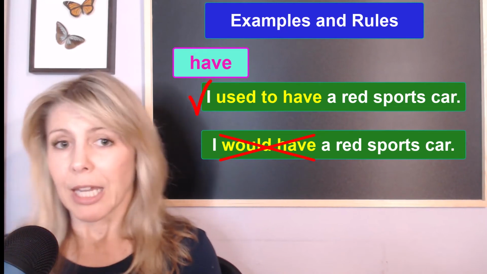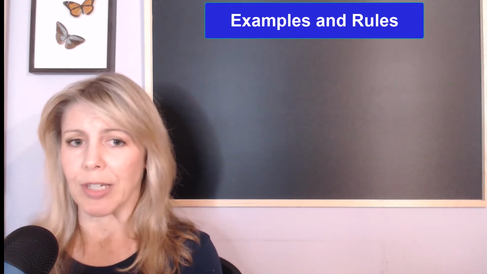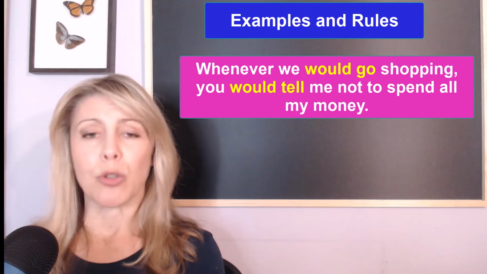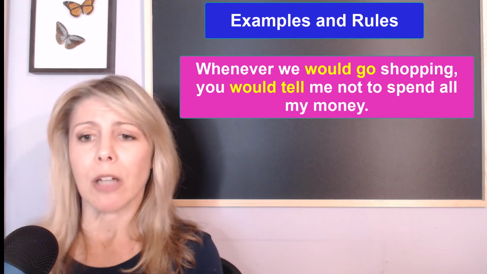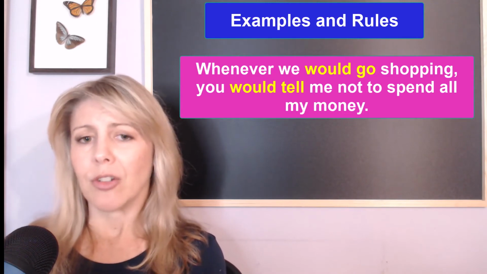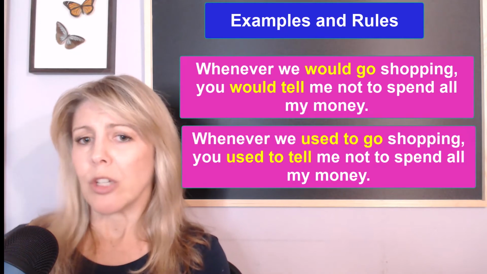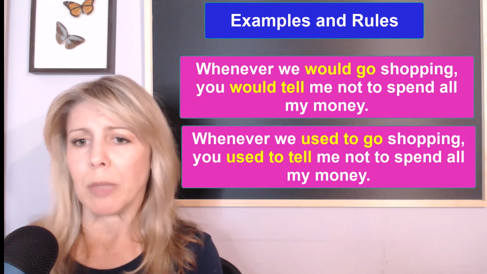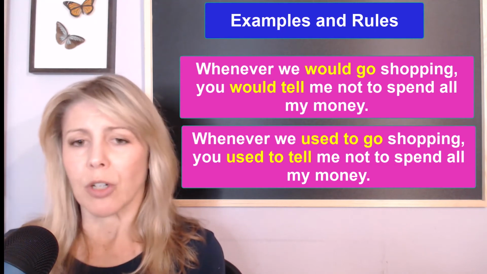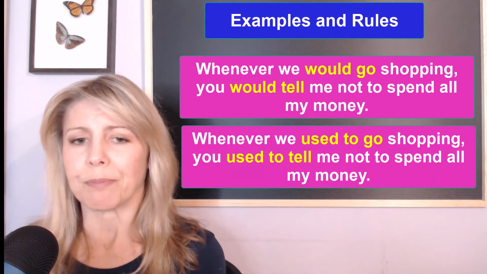All right, here's another sentence that's very interesting. Now, this sentence is correct. Whenever we would go shopping, you would tell me not to spend all my money. Now, I could say, whenever we used to go shopping, you used to tell me not to spend all my money. That would be okay because go is a regular verb. We can use used to or would.